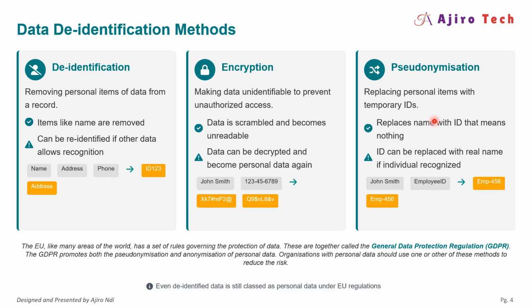Organizations with personal data should use one or other of these methods to reduce the risk of people being identified. The Secret Service, Interpol and all these agencies use these methods to ensure that their information is not revealed. It reduces the risk. Like I said, even de-identified data is still classified as personal data under EU regulations. So please, let's take note of that.